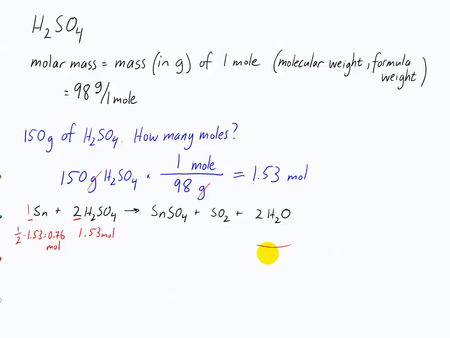And we can always substitute that term mole, which is like saying molecule but times a bunch. Right? So if we start with this, that means we end with 1.53 moles of water. And what about SO2? How many moles of that do we end up with? 0.76. Because you started with 1 of these, you end up with 1 of these. Or you start with 2 of these, you end up with 1 of these. That's what the equation tells us. And what about tin sulfate? Also 0.76.